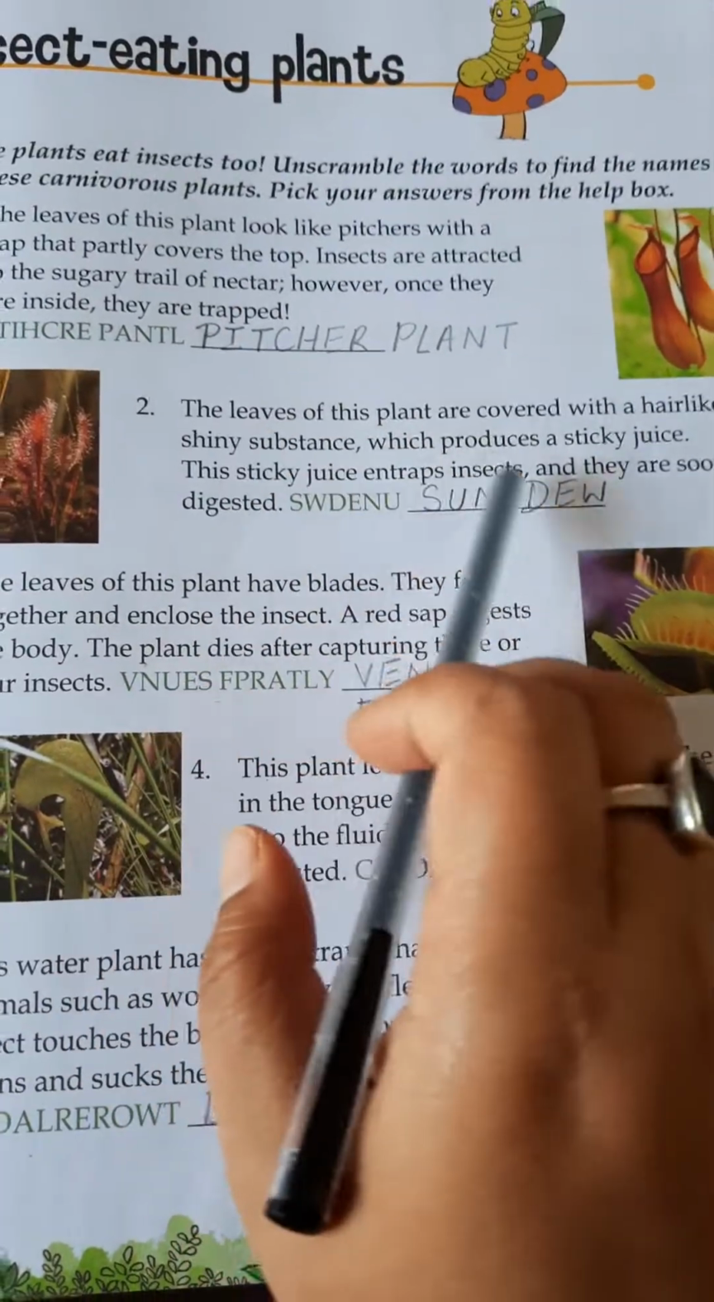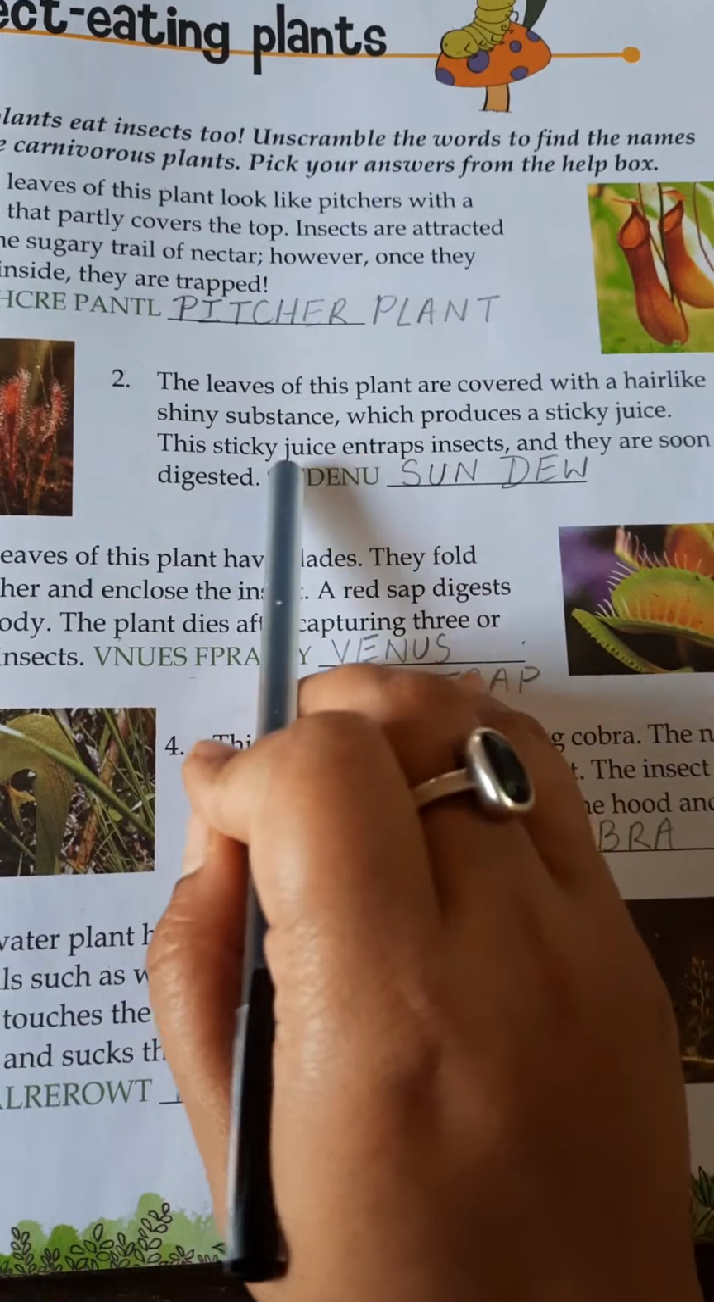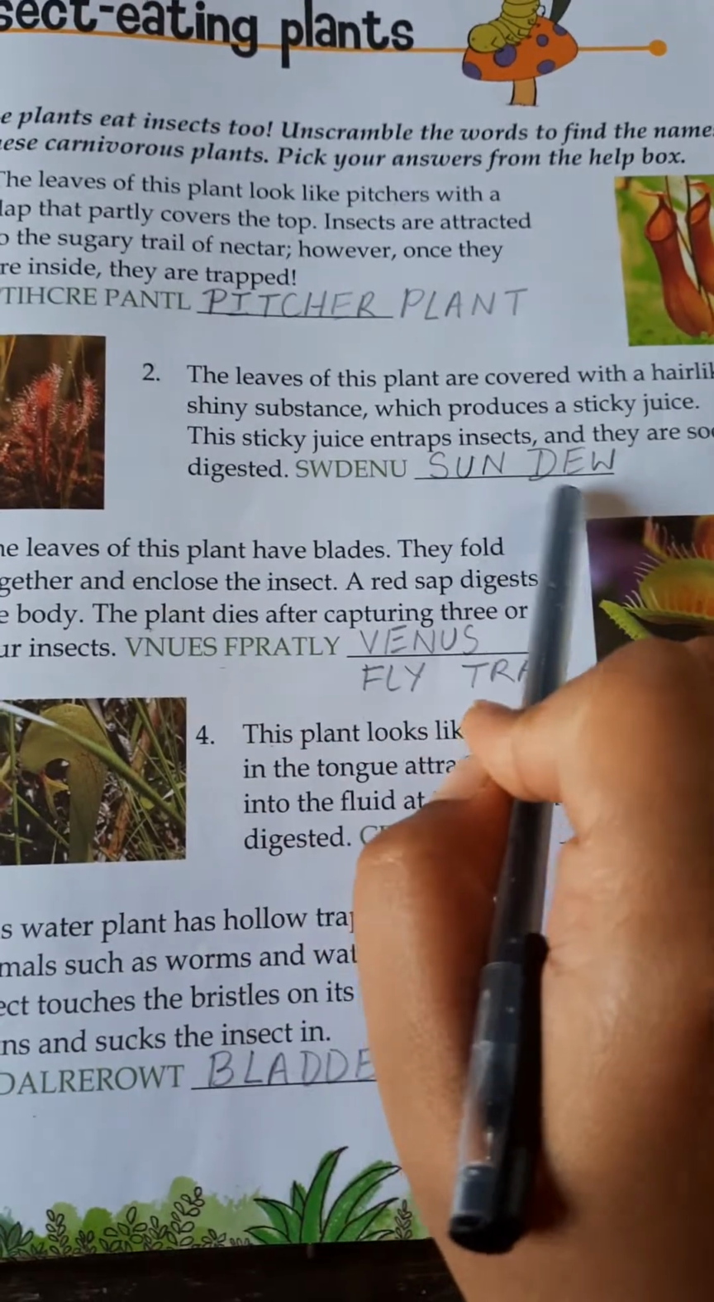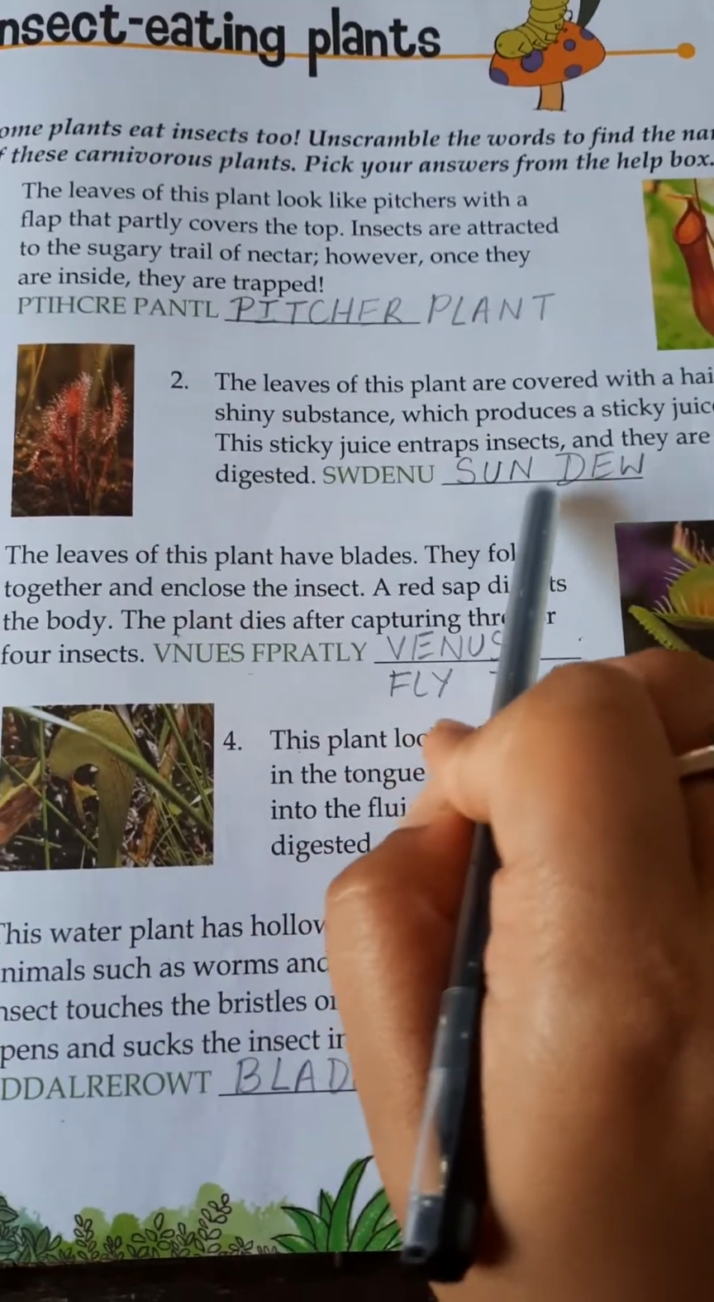So the name of this plant is sundew. See, the letters are all given in a jumbled format. It is actually done in the proper format. Sundew it is, sun, sundew.